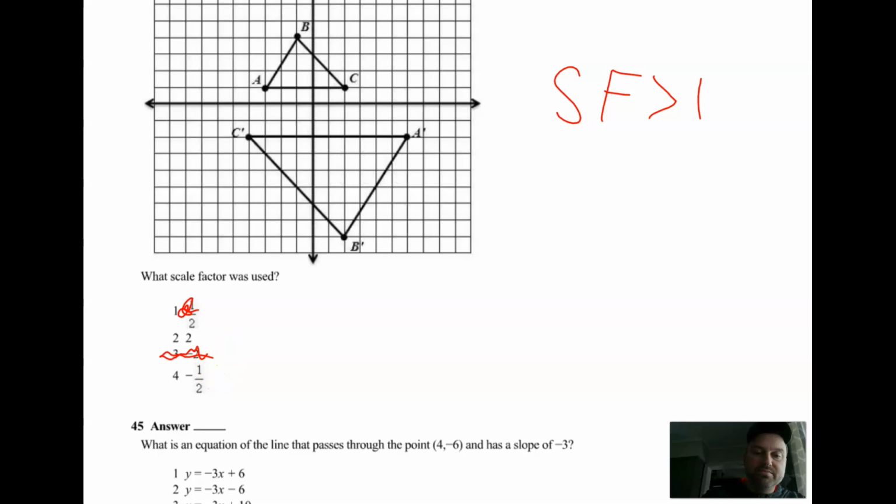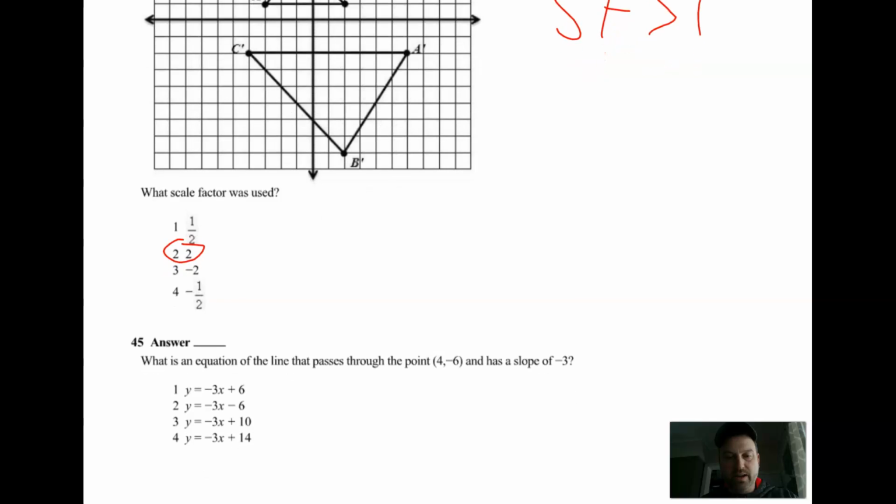Oh, hang on. I see why some of you may have missed this. You know the scale factor needs to be more than 1, but if you notice, this triangle was reflected over the x-axis. So if you picked 2, I would accept that. The answer they probably had, I'm pretty sure, was negative 2 because it's a reflection also over the x-axis. But if you pick 2, it's all good. Okay.